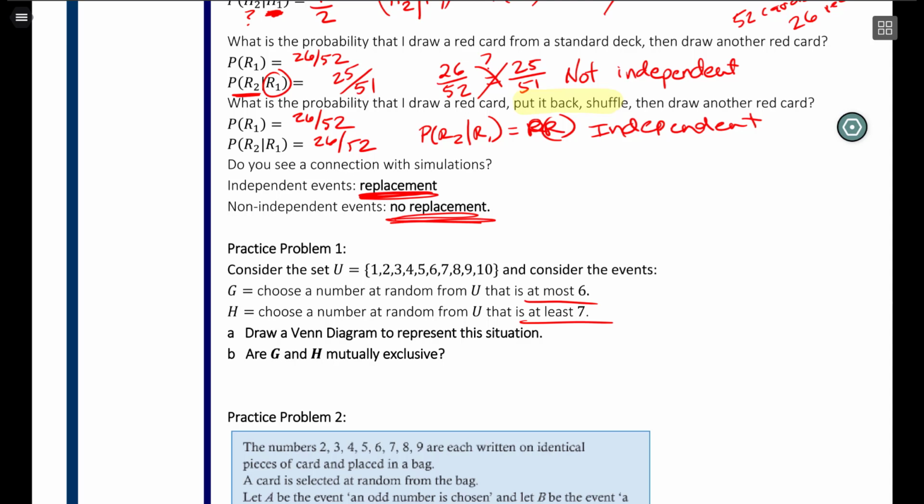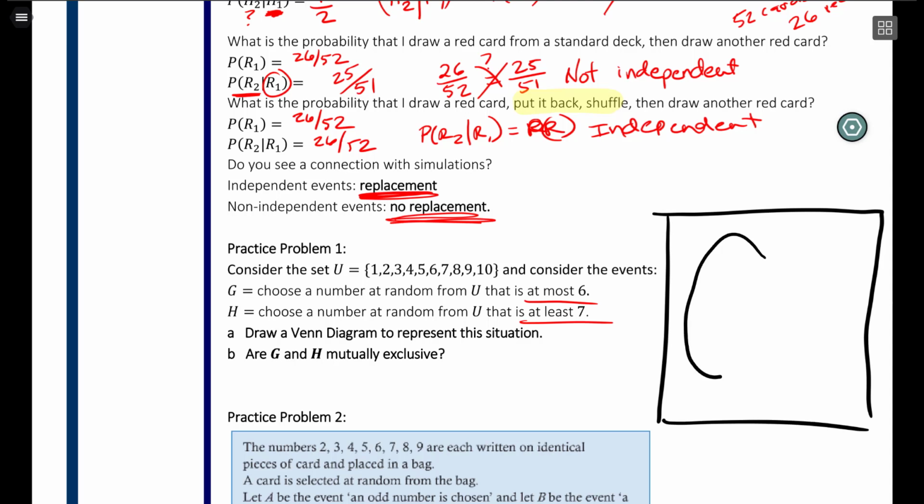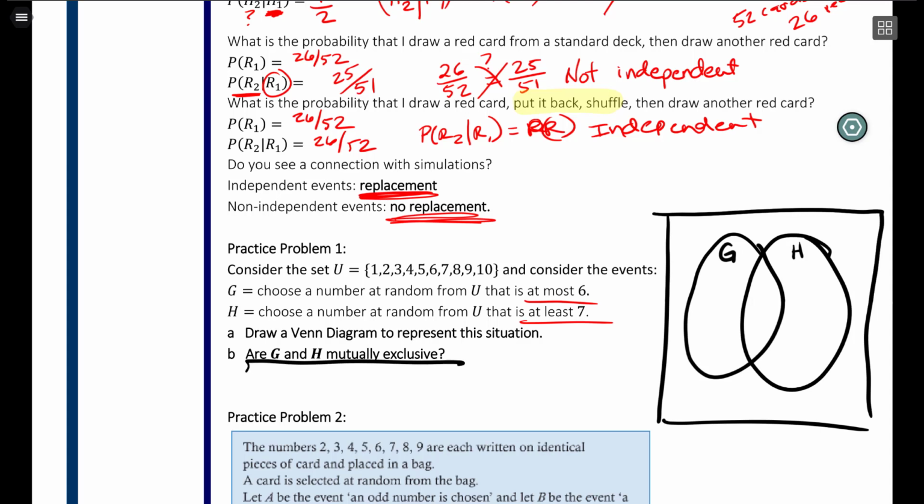Okay, let's do that. We'll draw our Venn diagram. We only have two events, so it's pretty simple. We have event G and event H. What I'd like for you to do is start to place these in the Venn diagram, the numbers that are at most 6 and the numbers that are at least 7. And answer this question: are G and H mutually exclusive? Once you've placed them, go ahead and unpause your video and let's take a look at practice problem number 2.